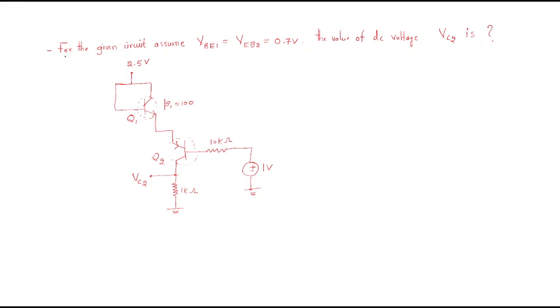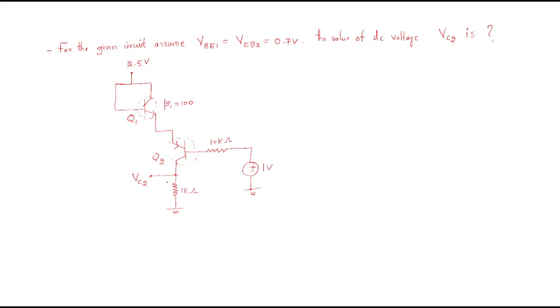Hello everyone. In this session, we will discuss some problems regarding transistors. In this first problem, for the given circuit, assume VEB1 equals VEB2 equals 0.7. So this voltage and this voltage will be equal to 0.7. The value of the DC voltage VC2 is, so here this is the VC2. He is asking to find out the VC2.